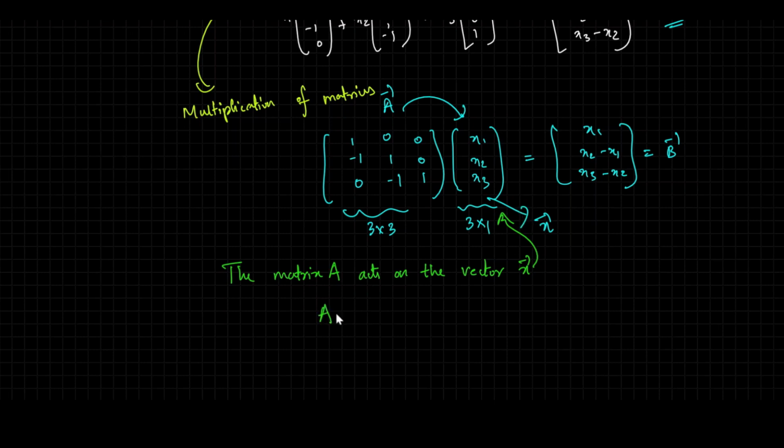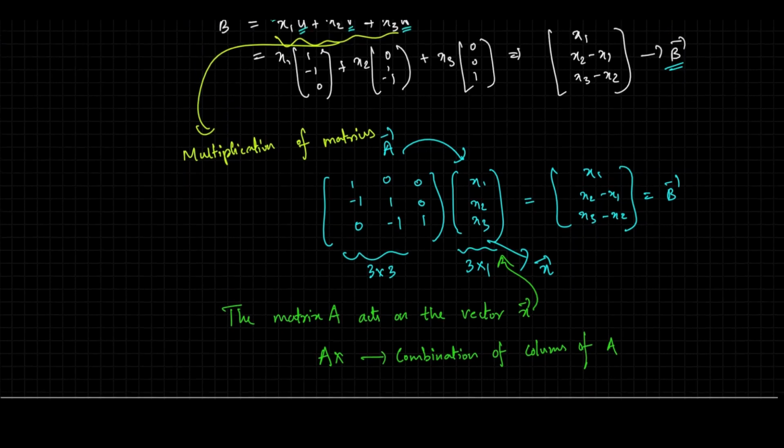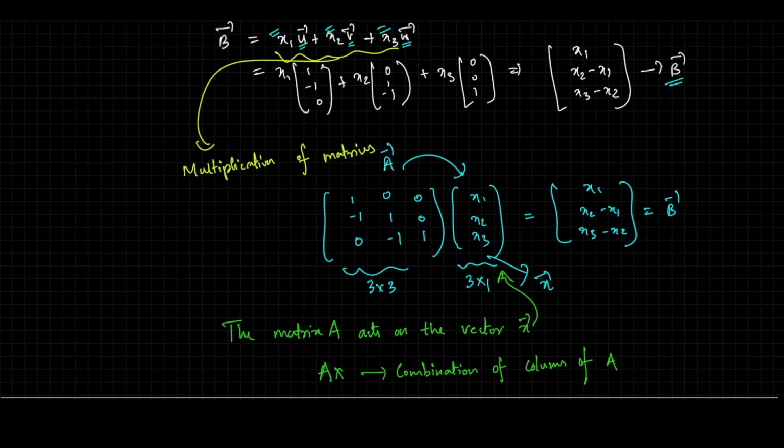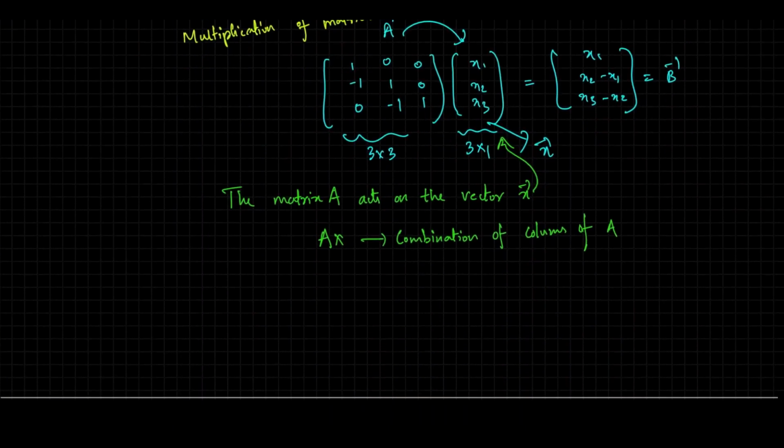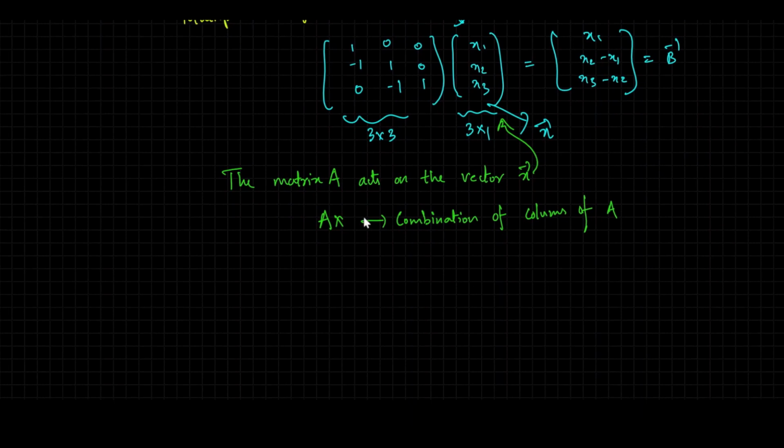So Ax can be written as the combination of columns of A. Just a small adjustment in the screen. Fine, it looks good now. So Ax is a linear combination of the columns of A, that is the u vector, v vector and w vector, and you're getting another vector that is b. So this is how you write it.